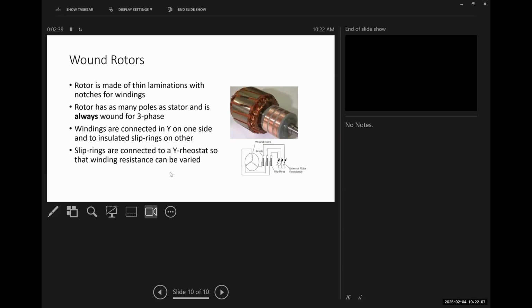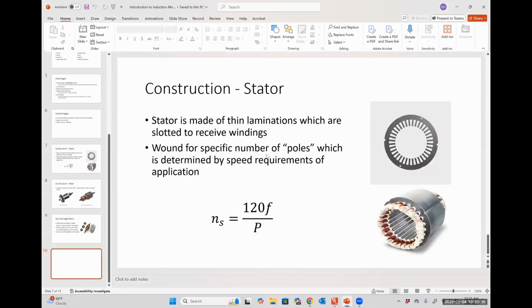You can change the resistance of those windings as part of how the motor starts. You can increase the resistance to make it start more slowly and then gradually decrease the resistance to help it spin up to its speed. So these are the very basics of how they're constructed. Now let's talk about how they actually wind up working.